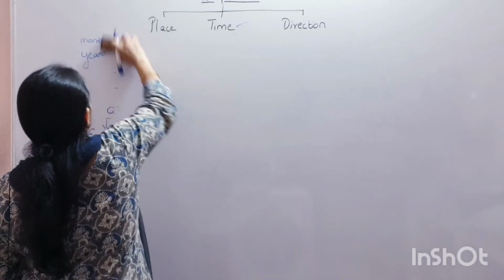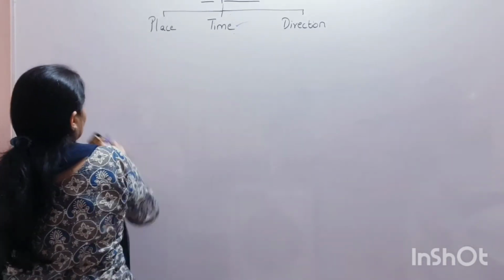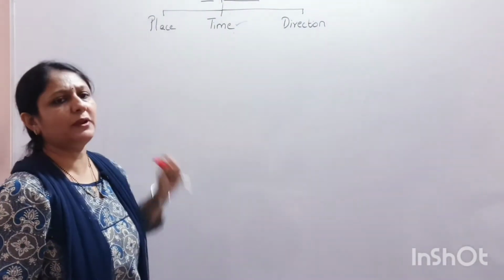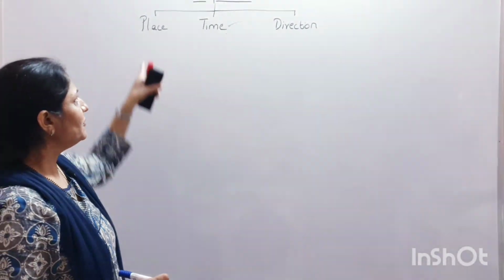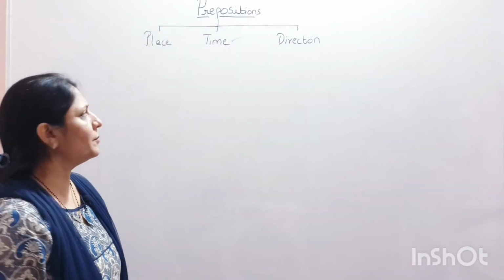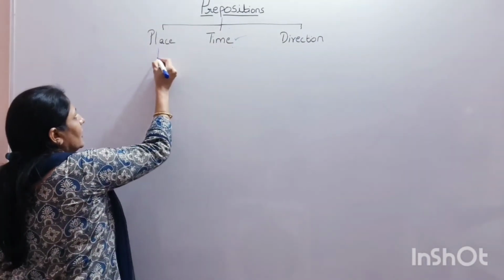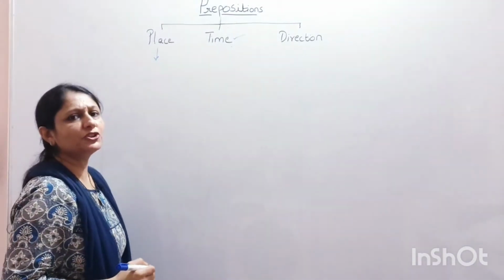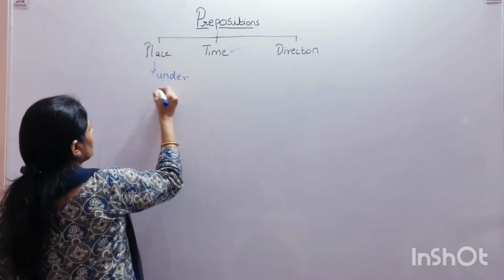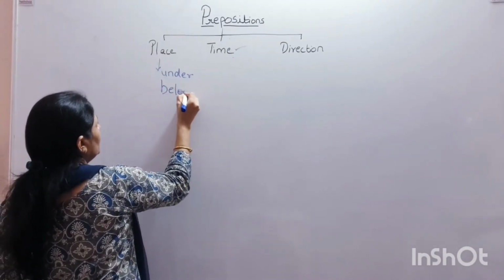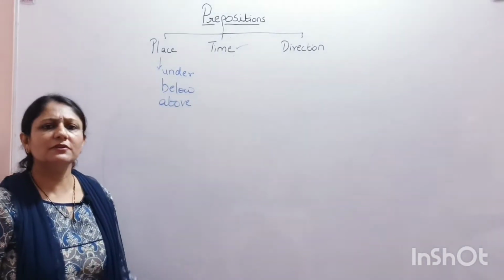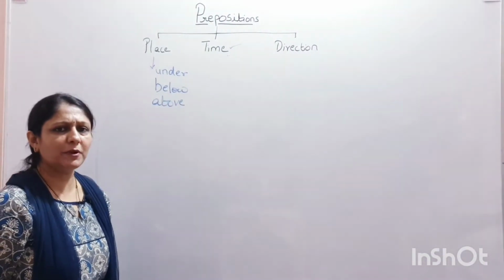So we have done these three examples where we have spoken about the prepositions of place and time. We are doing prepositions of place and time. Simultaneously I'll tell you some more prepositions of place. Another example of preposition of place can be under, below or above. Now again, these are very easy prepositions.